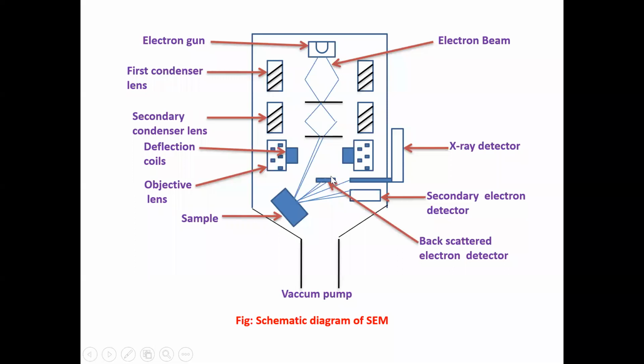Here we are using the backscatter electron detector. Here we are using the X-ray detector. Here we are using the secondary electron detector. So the electrons strike the sample and we can detect the signals with these three detectors: the X-ray detector, the secondary electron detector, and the backscatter electron detector. So this is a simple schematic diagram of your SEM.